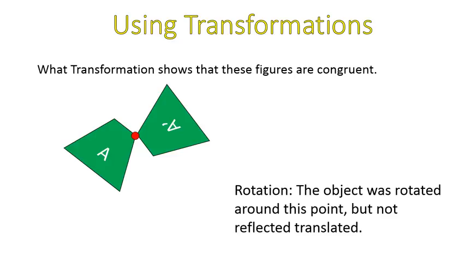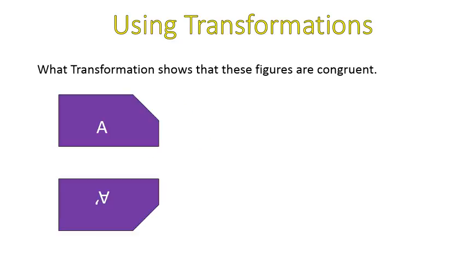This one might have been a good example to show the points. Like this is point A on both of them. A and A prime, B, B prime, C rotates around there to C prime, D rotates around there to D prime. That's a good example where I probably should have labeled those points. So I apologize for that. There's the point that they would rotate around.